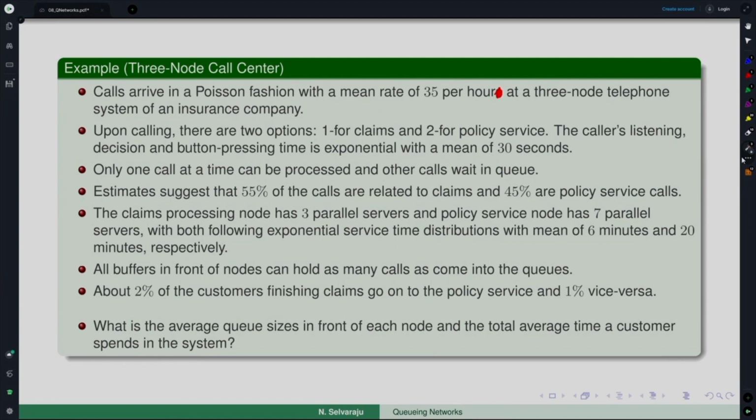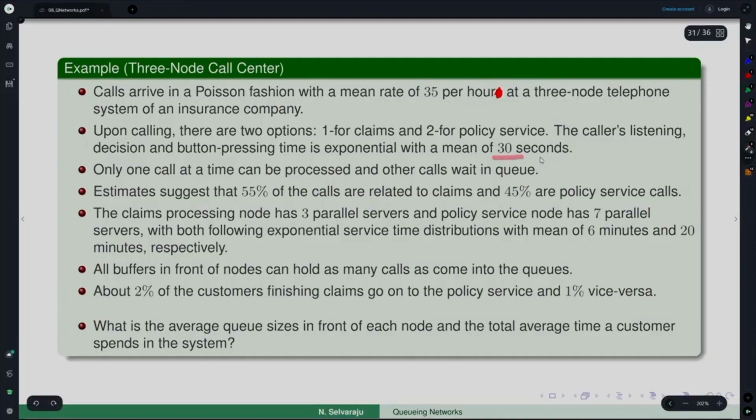When a call arrives, there are 2 options. The caller has to press 1 for claims and 2 for policy service. Assume that there are only 2. The caller's listening time, the decision whether to press 1 or 2, and the button pressing time all follow an exponential distribution with a mean of 30 seconds. At this node only one call at a time can be processed, so other calls can wait in the queue, and any number of calls can wait.